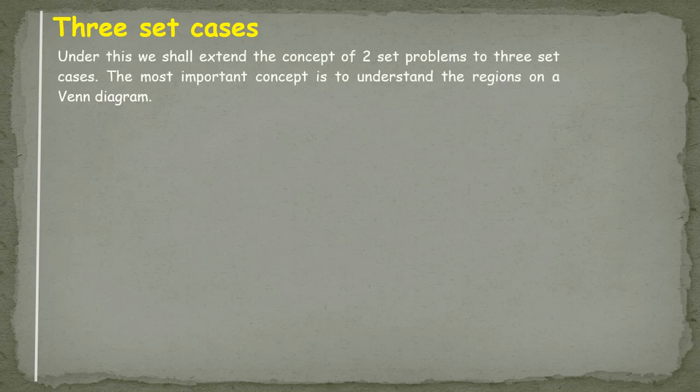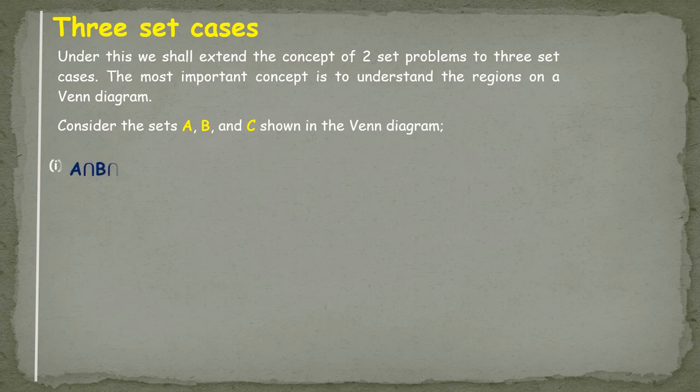Let us extend the concept of 2 set cases to 3 set problems. As far as 3 sets are concerned, the knowledge that we use is not different from the knowledge that we discussed under 2 set cases. But the most important part here is you appreciating the regions associated with the set theory. So we are going to consider 3 sets, A, B, and C, as shown in the Venn diagram below.